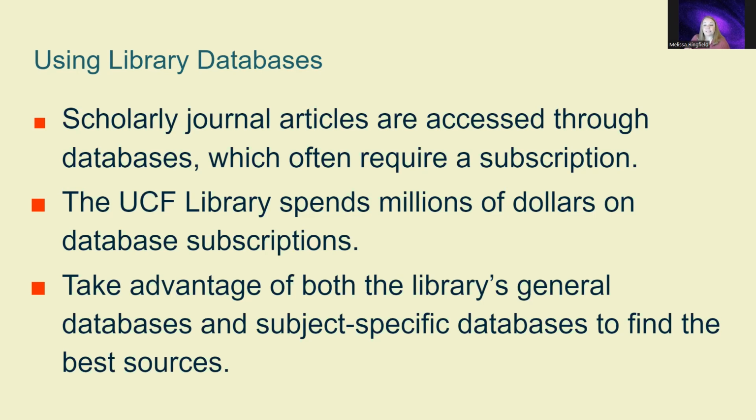A general database contains sources for multiple disciplines. These are good for getting lots of results. Subject-specific databases contain sources from a specific academic discipline or about a specific topic. You may get fewer results from these databases, but they're more likely to be relevant.